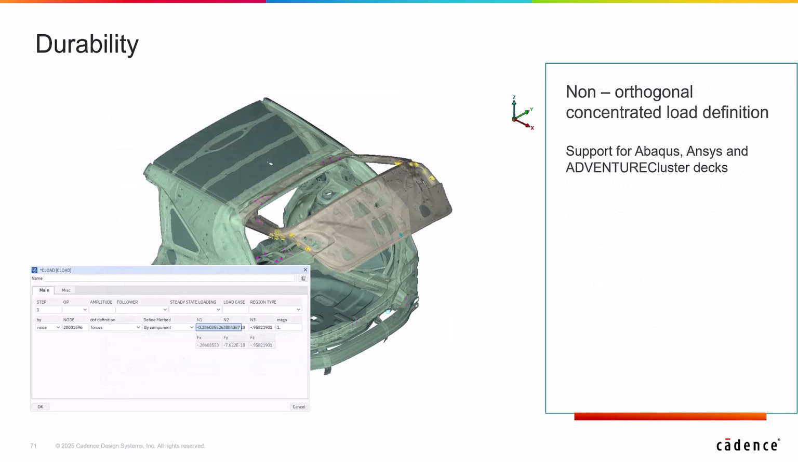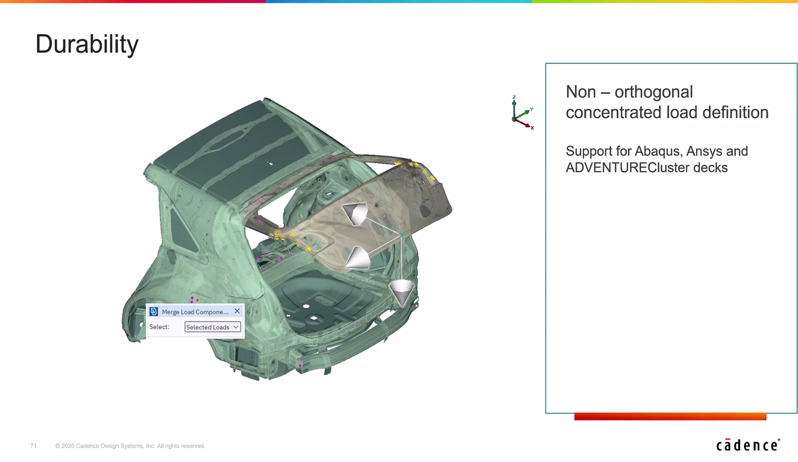Non-orthogonal concentrated load definition is now supported for Abaqus, ANSYS, and Adventure cluster solvers. A concentrated load can be defined easily by just selecting 2 points or nodes from the screen and adding a magnitude value. New functionality is also available to automatically or manually merge concentrated loads defined on same node and step.